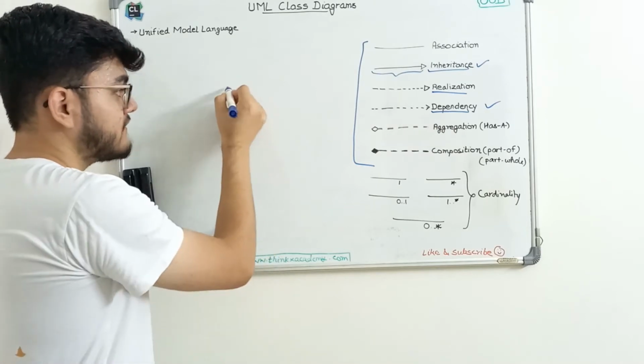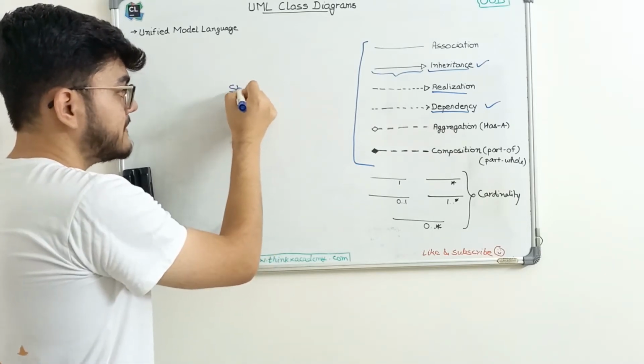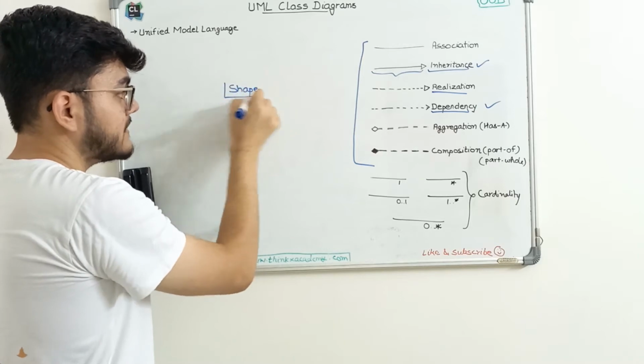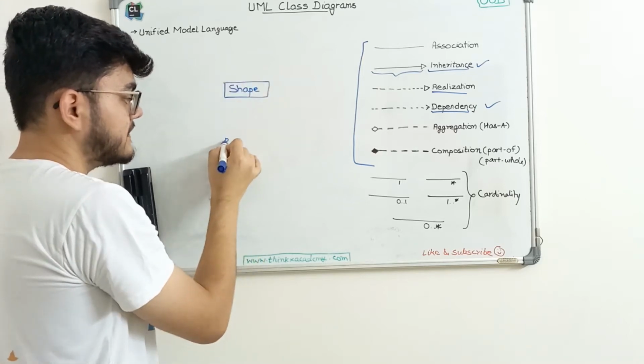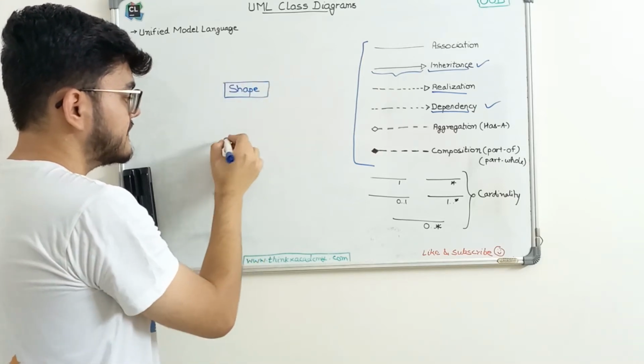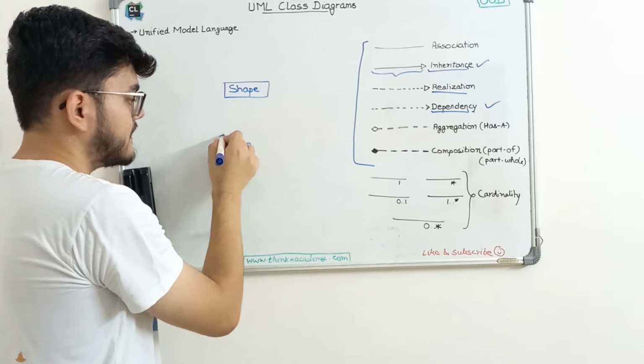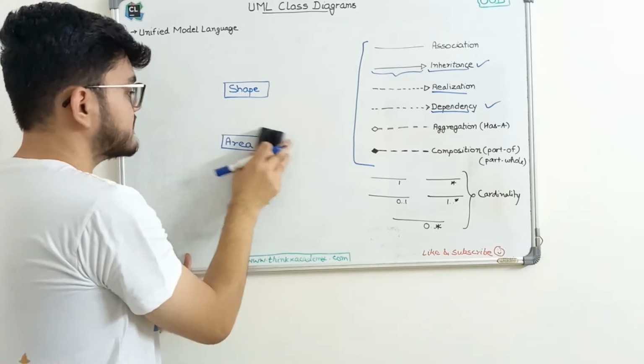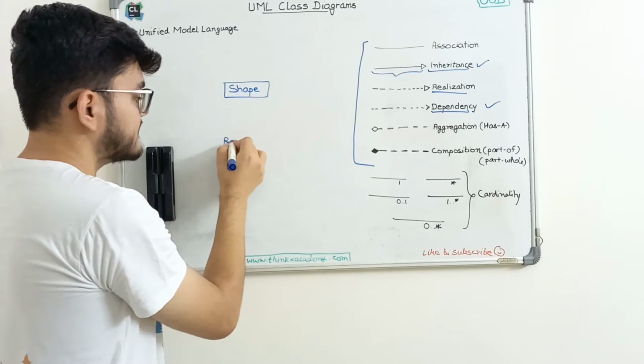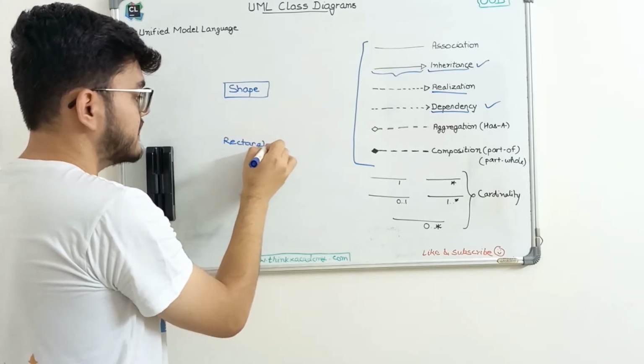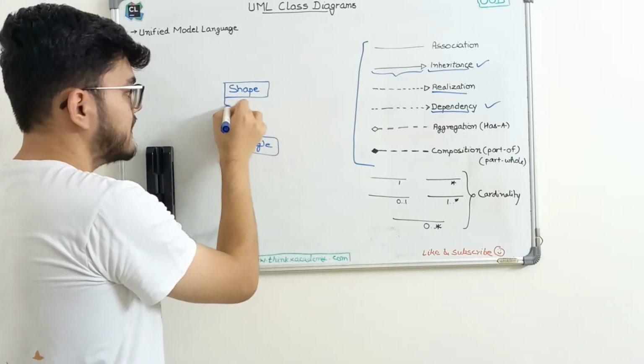So let's say we have a class shape, right? We're going to take the same example of shape, and let's say there is a class rectangle, or let's just make this rectangle only. And let's say there is a function inside of this shape class, which is actually a draw function.